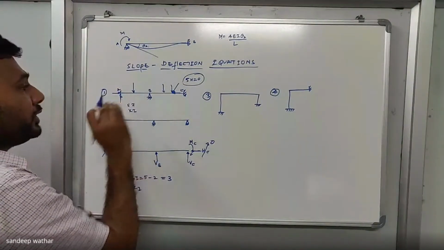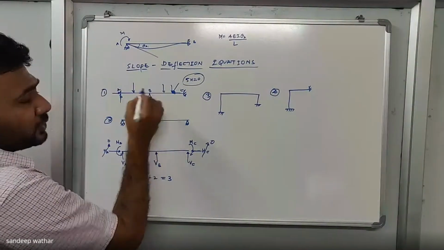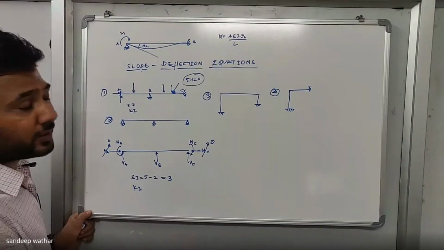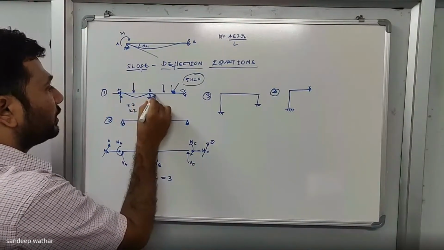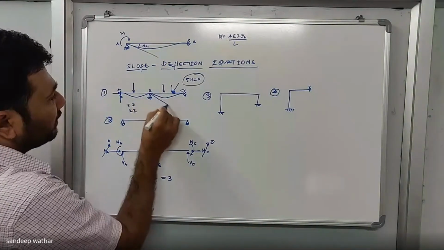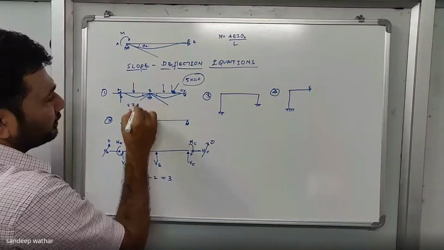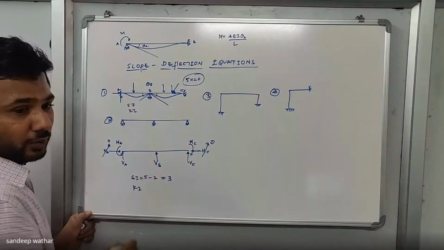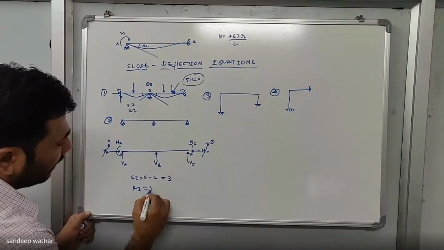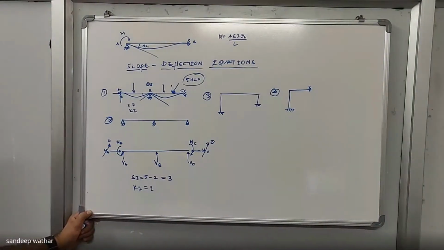Again, we'll come back to joint B. At joint B, it is not a fixed condition. For example, if I had to draw the curve here, it will be somewhat like this. So definitely there is a rotation at this joint, which we can call theta B. That's why my Ki value, the kinematic indeterminacy value, will be equal to 1. I hope this is very clear. No doubt in this?